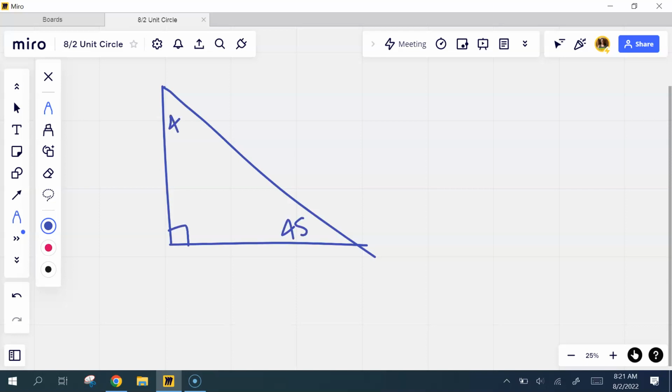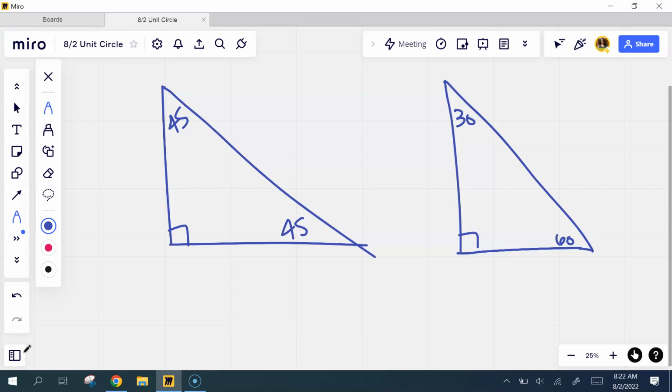This is a 45, 45, 90. What's the other one? There you go. 30, 60, 90. The short leg is always across from the smaller angle, right? Remember that hinge theorem from geometry? The bigger the angle, the longer the side that connects them. So that's how I know which angle goes with what.